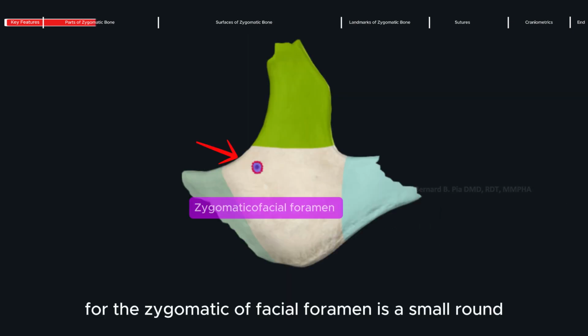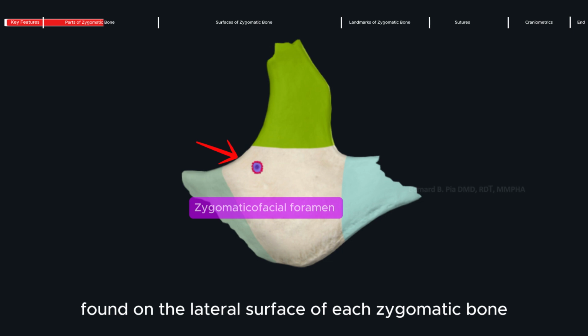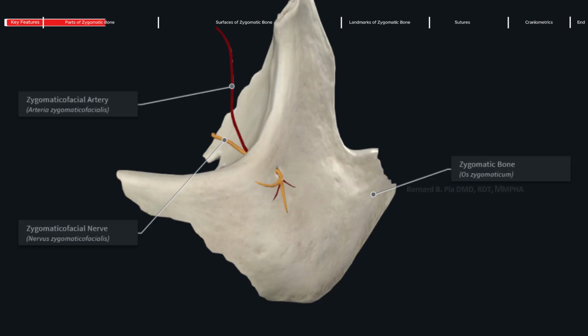4. The zygomaticofacial foramen is a small, round, anterosuperiorly located opening found on the lateral surface of each zygomatic bone. It allows for the passage of the zygomaticofacial artery and the zygomaticofacial branch of the zygomatic nerve.